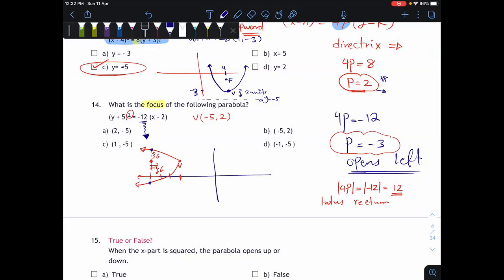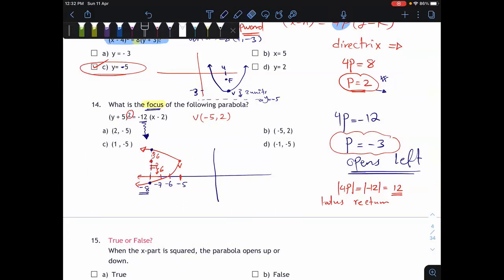So the question asks what are the coordinates of the focus. So it's negative what here? We said -5. So here -6, -7, -8. It should be -8 and what value? It should be what here? P is -3. So we're gonna move 3 units to the left from -5 and 2. Yes.